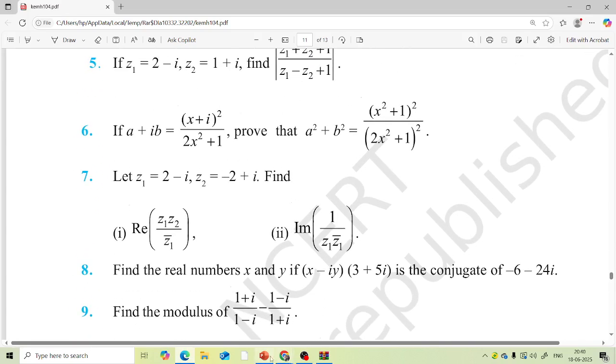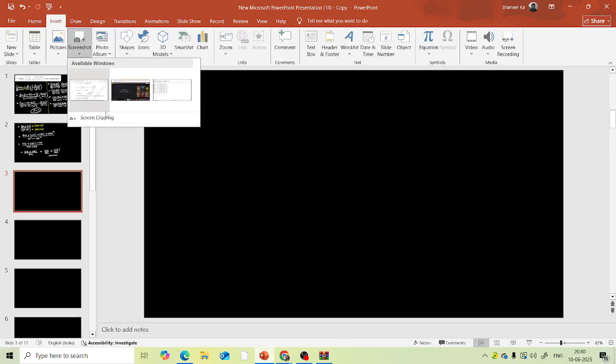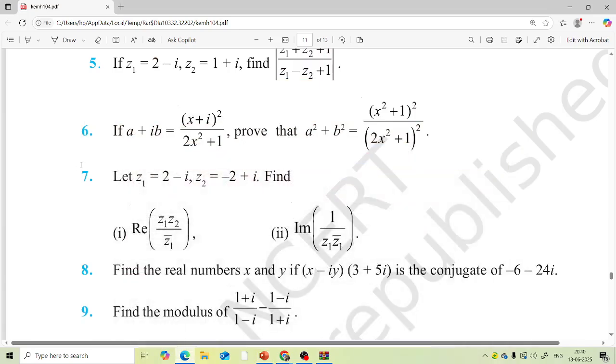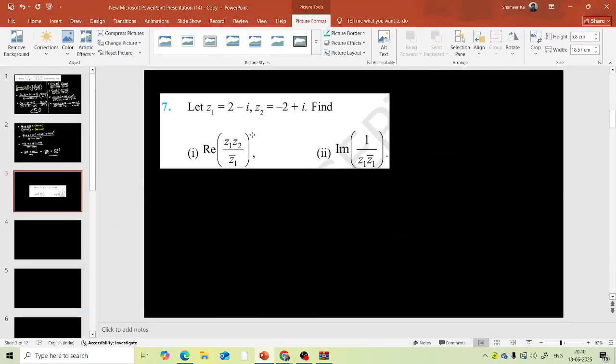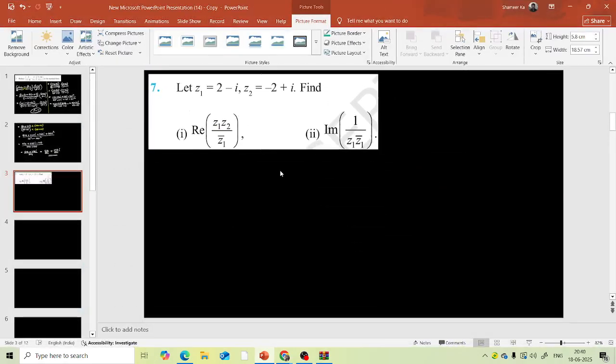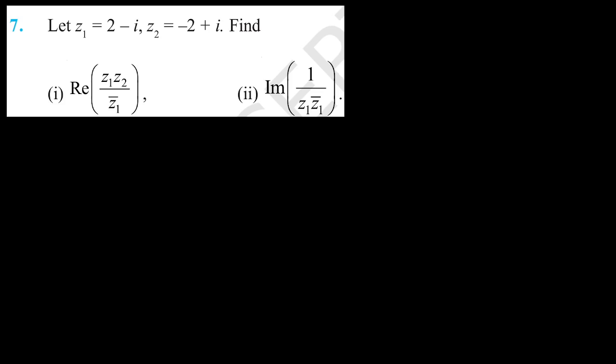Let me discuss that seventh question. These are the standard problems. One minute, let me select that question. Question number 7, operations on complex numbers. Z1 equal to 2 minus i, Z2 equal to minus 2 plus i. Find Re, the real part of Z1 Z2 by Z1 bar.